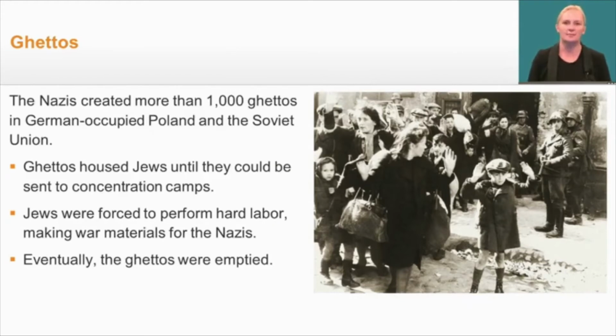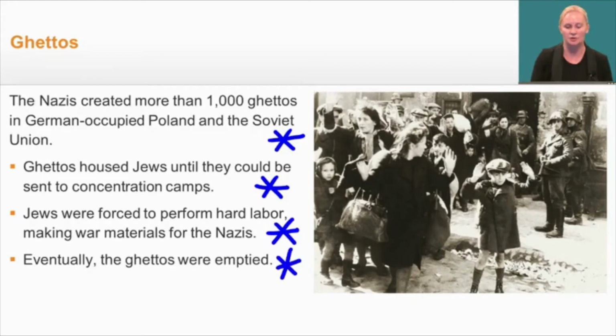The Nazis created more than 1,000 ghettos in German-occupied Poland and also the Soviet Union. Ghettos housed Jews until they could be sent to concentration camps or those German work camps. The Jews were forced to perform hard labor, making war materials for the Nazis who were attempting to expand their lands. And eventually, all the ghettos were emptied as they moved people to these concentration camps. I want to focus very quickly on this photo right here.